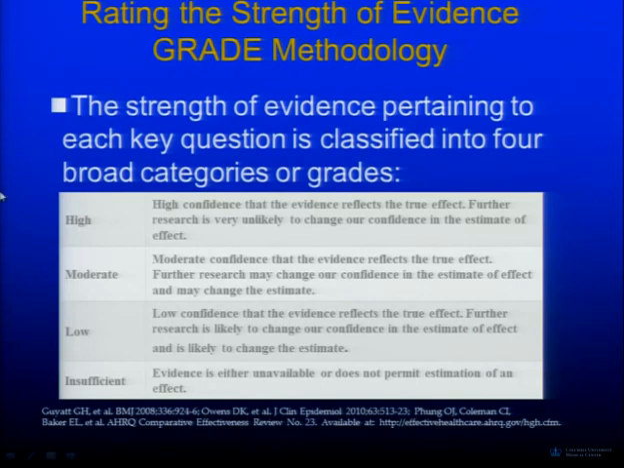One other thing is you can look at the GRADE methodology, where there are 4 broad categories. High means there's high confidence that the evidence reflects the true effect, and whether or not we do more research, we're unlikely to change our opinion. This is not something people use too often, but this is by Guyatt, an epidemiologist. And he says insufficient if the evidence is either not available or doesn't really allow us to say what kind of effect there is between a risk factor and a disease.